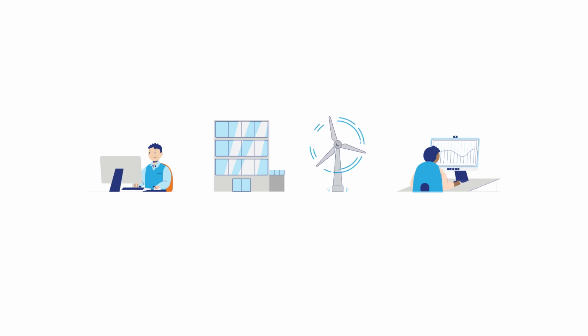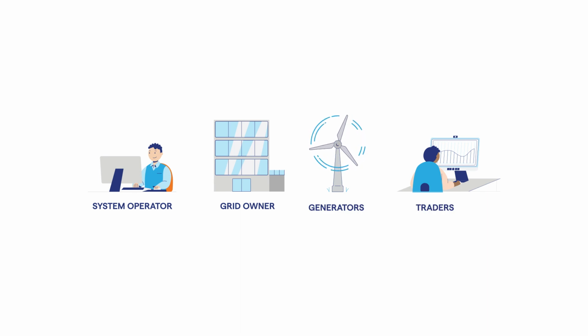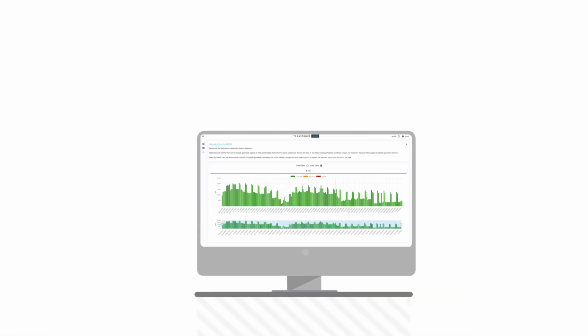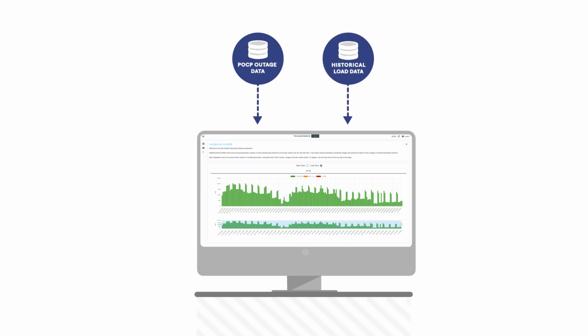NZGB is used by industry participants. This includes the system operator, the grid owner, generators, energy traders, and other interested parties. NZGB uses outage data from POCP and historical load data to identify days where the risk of generation shortfalls is high.